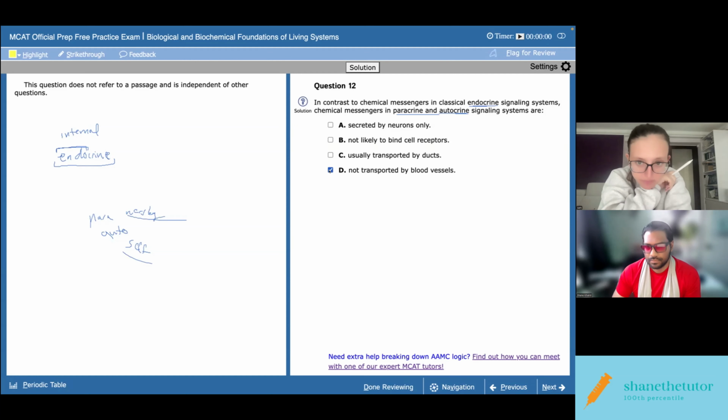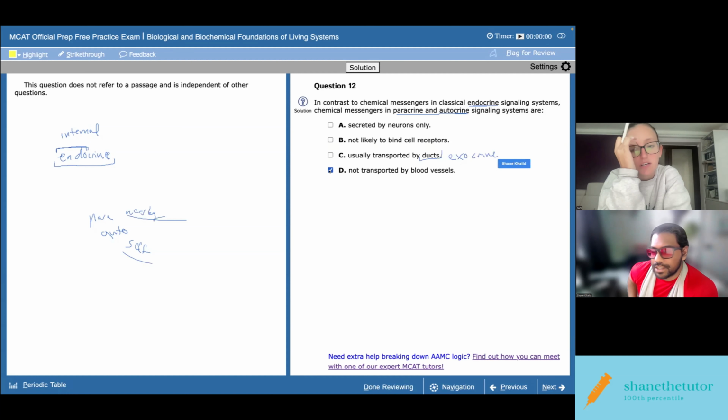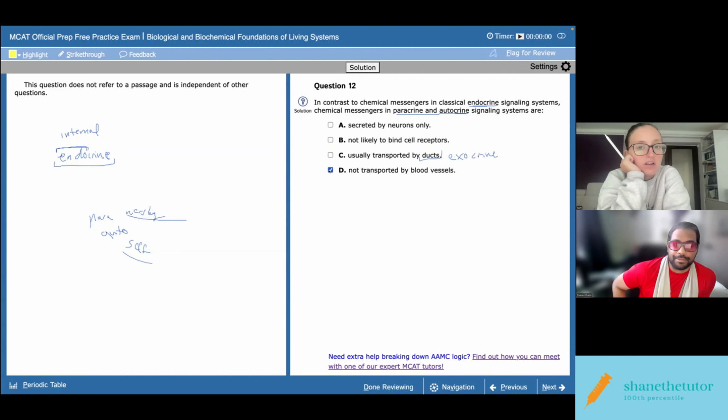The other ones, I don't know. I guess ducts I was confused about. Ducts would be exocrine. And then, I feel like "only" is usually a trick word from what you've said and what I've seen. Why is it only neurons that secrete it? Yeah, "only" is usually sus. And then I feel like they would all bind to cell receptors.